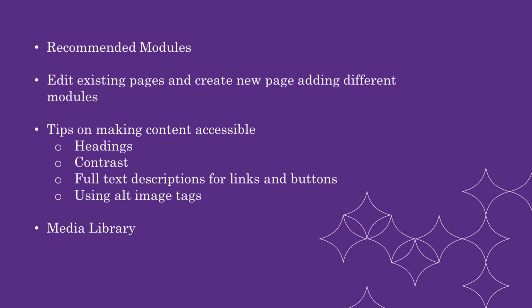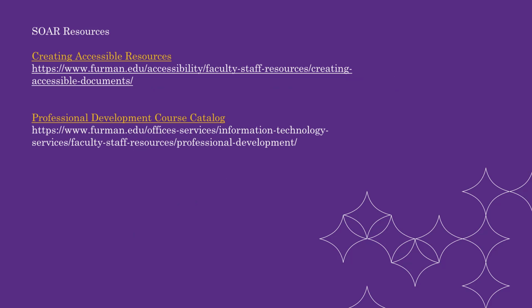In this session today, we took a look at the recommended modules to use on your sites, edited an existing page, created a new page, adding different module types. We talked about some tips to make content more accessible, such as using headings, proper contrast, full text descriptions for links and buttons, and using the alt image tag. And then finally wrapped up with a look at the media library.